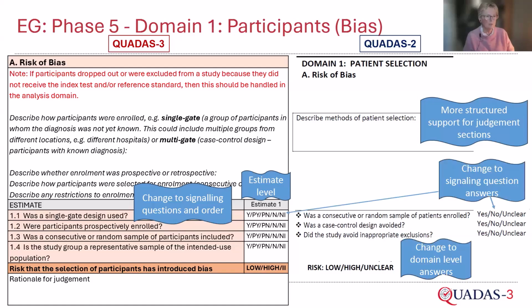There's a change to signalling questions. So rather than yes, no, and unclear, we've got yes, probably no, no, and no information. This is in line with more recent tools, and it really encourages authors to make a decision rather than plumping for the unclear category, which is much more useful and valid for the tool. And there's also a change to domain level answers from low, high, unclear to low, high, and insufficient information. And finally, there is a box for giving a rationale for the overall risk of bias judgment that's made.